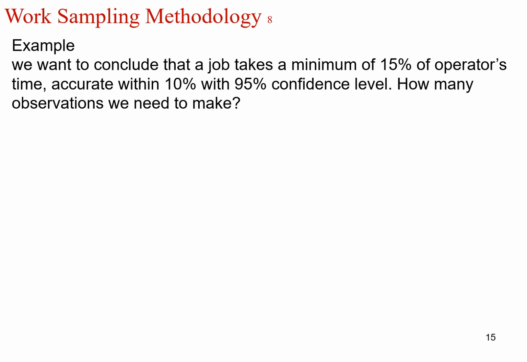Let's look at an example. We want to conclude that a job takes a minimum of 15% of operators' time, accurate within 10% with 95% confidence level. How many observations do we need to make?